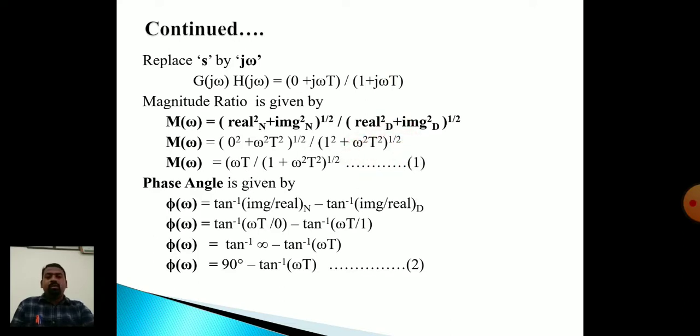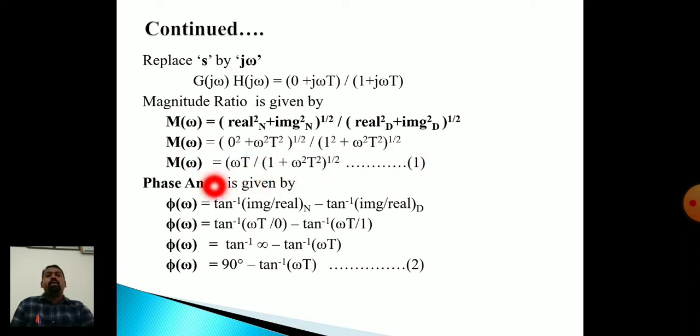After further simplification, 0 square is nothing but 0, plus omega square t square to the power 1 by 2 means just omega t, whole divided by 1 square, which is 1, plus omega square t square to the power 1 by 2. This is called equation number 1, that is M of omega.